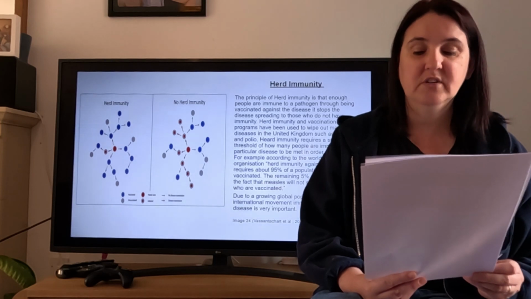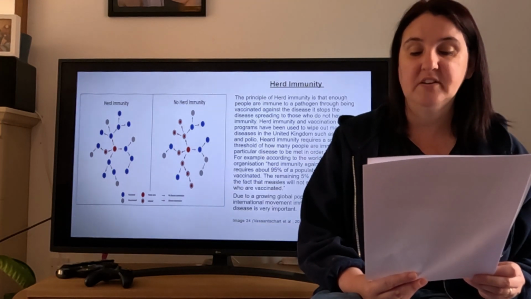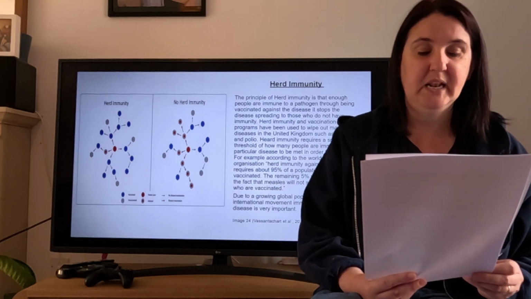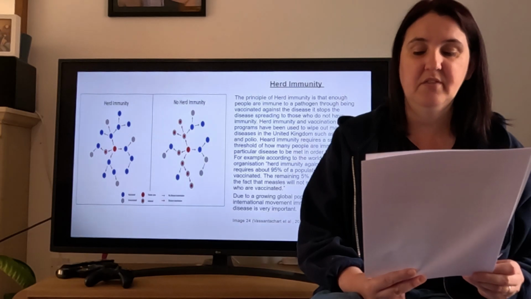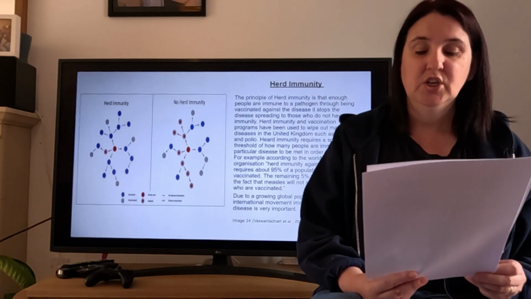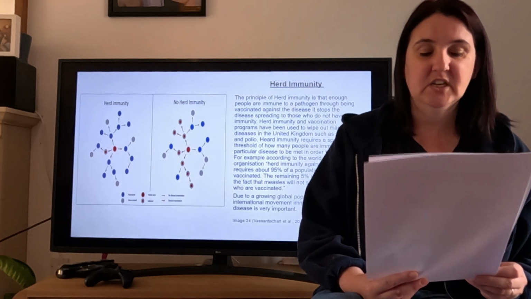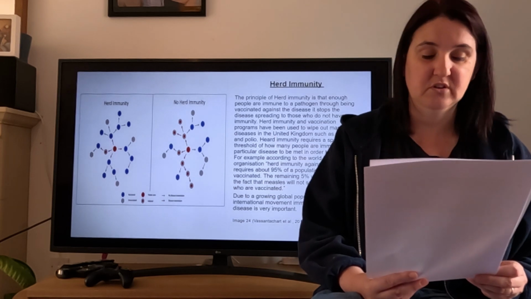For example, according to the World Health Organization, herd immunity against measles requires about 95% of the population to be vaccinated. The remaining 5% will be protected by the fact that measles will not spread amongst those who are vaccinated. Due to a growing global population and international movement, immunity to contagious disease is very important.